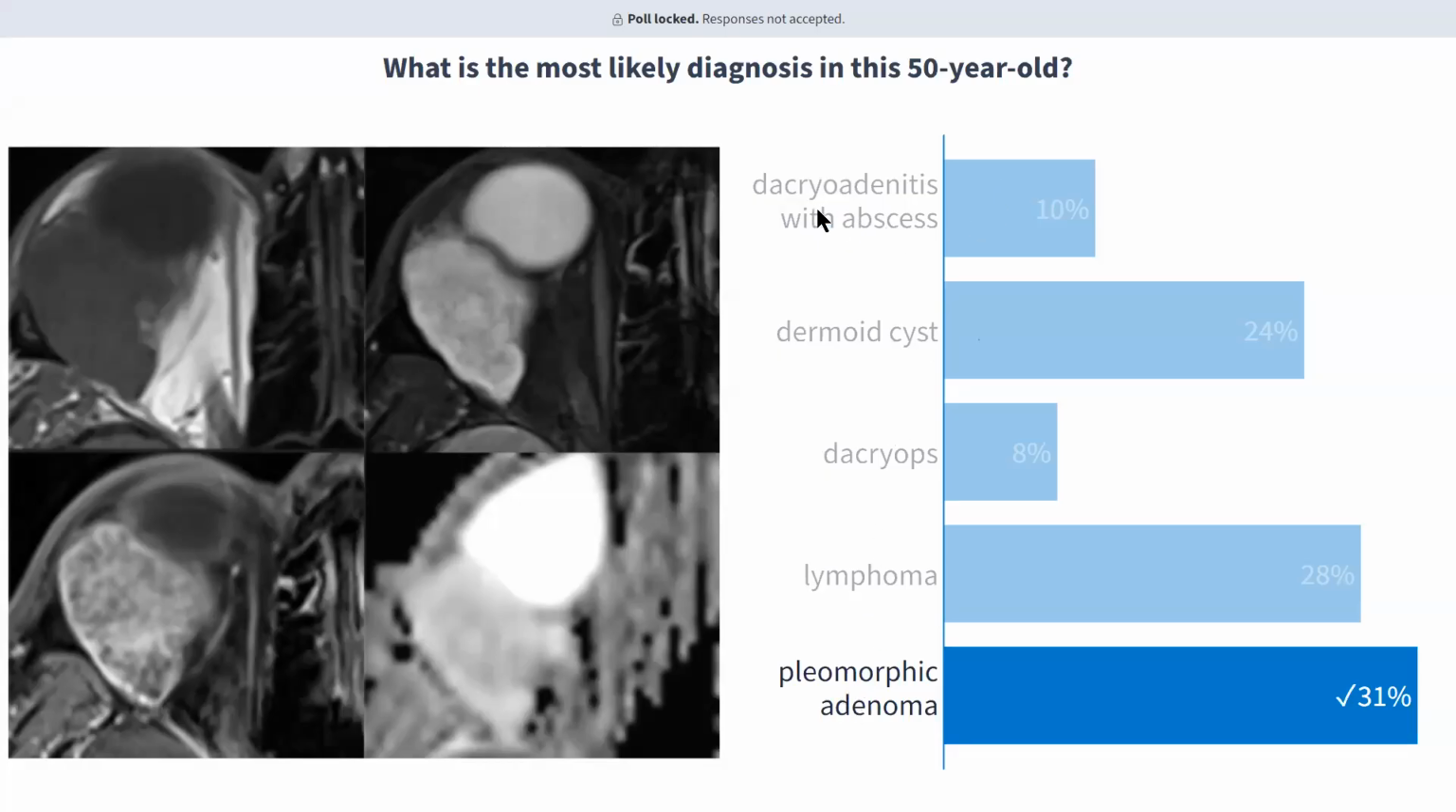Now, why is it not dacryoadenitis with abscess? Again, the ADC is critical here, and abscess should show low ADC because of restricted diffusion. And then dacryops should just be a small cyst within the lacrimal gland. It shouldn't be this large, and it shouldn't have internal enhancement like this.